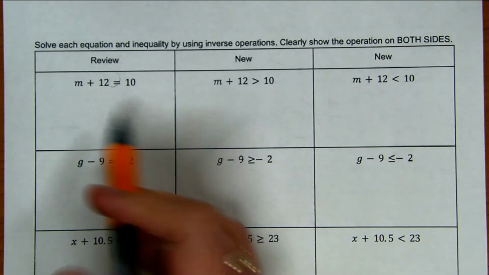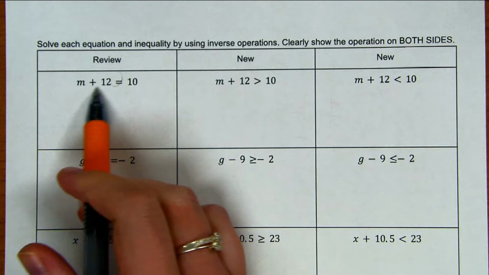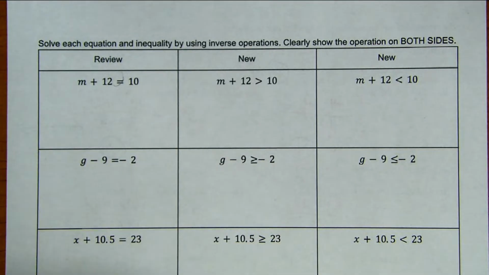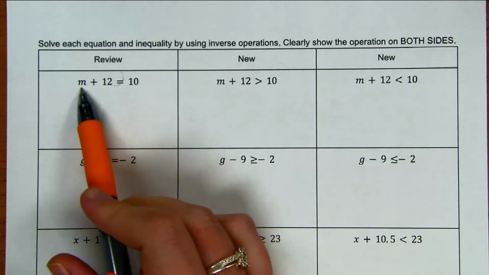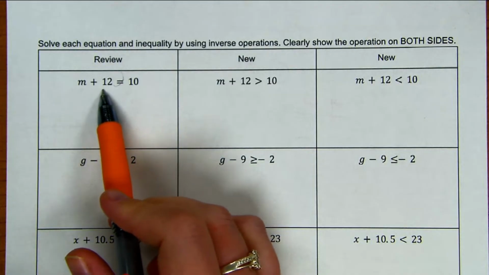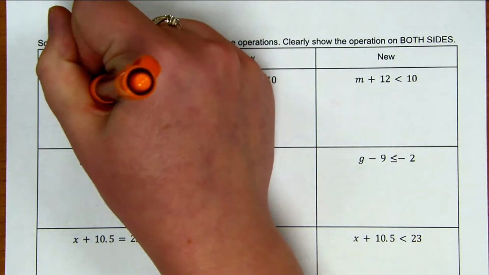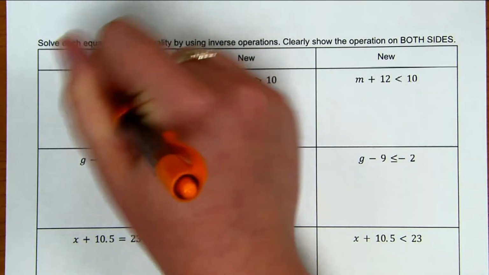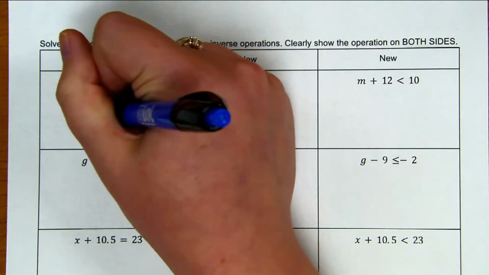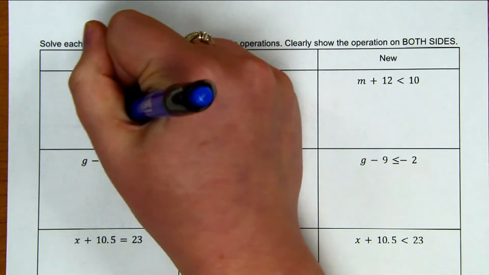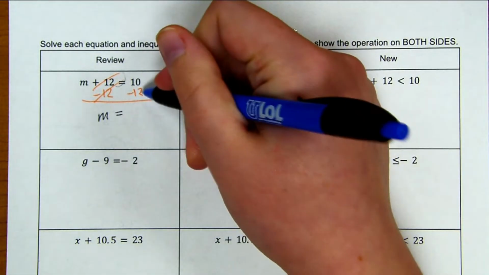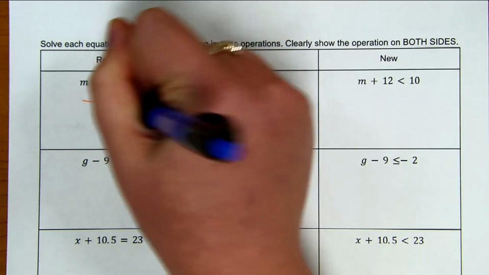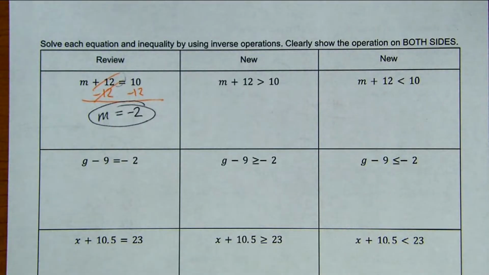So let's start with the equation. So over here, m plus 12 equals 10. Well, to get m by itself, to solve the equation, we need to get rid of the numbers on the same side. So to cancel out adding 12, we would instead subtract 12. So plus 12 minus 12 will cancel out. So we'll be left with just the variable m on that side of the equal sign. On the right side, 10 minus 12 will give us negative 2. So our final answer is m equals negative 2.